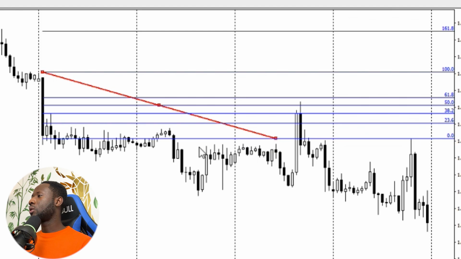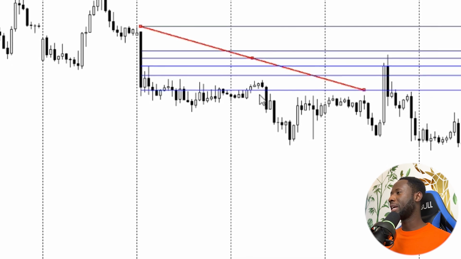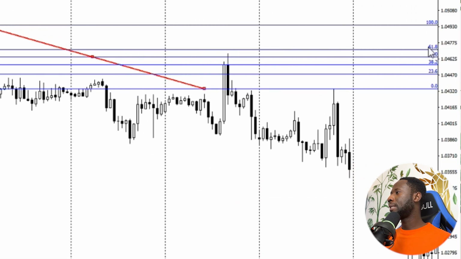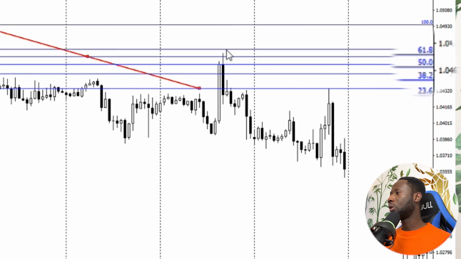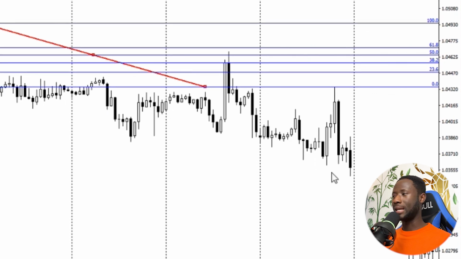Then we are looking for the market to reverse in the 50 to 61 zone of Fibonacci, more or less around that zone. The moment it exits that zone, then we sell. Did we see the market returning into that zone? Yes. You see, the market went all the way down, then it returned back into that 50 to 61 Fibonacci zone, then the market reversed down.